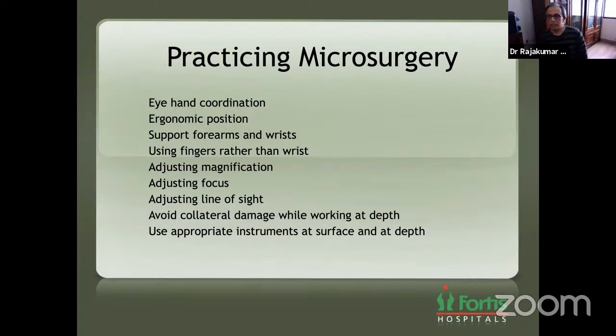One of the advantages of microscope is you tend to avoid collateral damage while working at depth. But for that, as the instrument passes from a surface to the depth under high magnification, the surface structures may be inadvertently damaged, and this should be kept in mind and learned over time. Also learn which instruments to use at the surface and at the depth. You start off using a shorter length for surface and a longer length for depth. And when you use longer lengths, you start having fine difficulties using, for example, a needle holder.